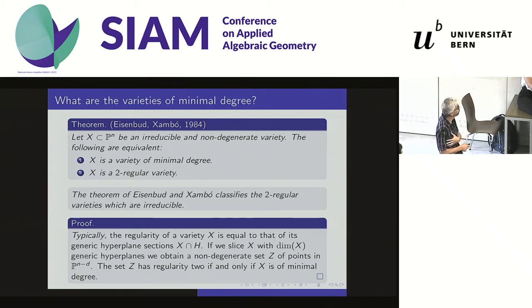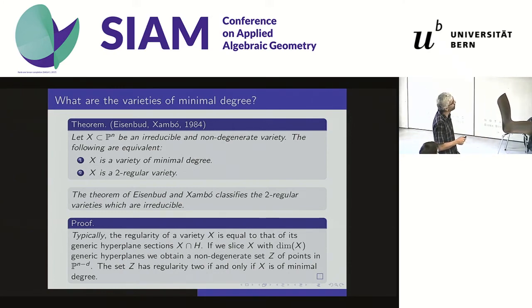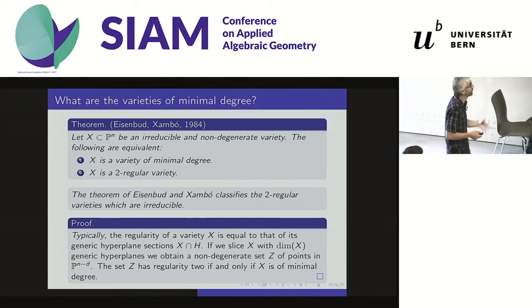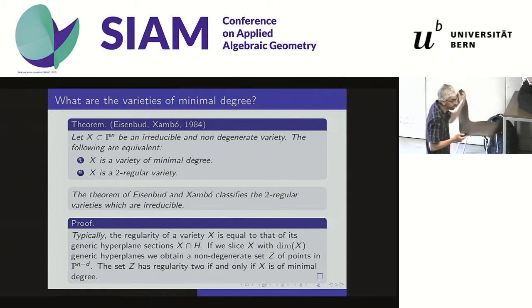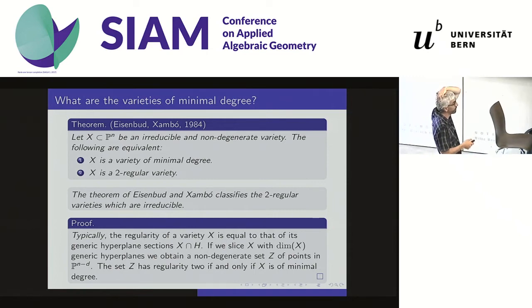Conversely, suppose that X is of minimal degree. This would imply that Z has n-d+1 points, and moreover, we know that it's non-degenerate, and from this it follows that it has to be linearly independent, which for points is the same as having regularity 2. So that gives us the other implication. The two are really equivalent. And of course, the only difficulty is that this "typically" is false, and this is where the work of Eisenbud and Goto came in. They showed that these varieties are always arithmetically Cohen-Macaulay, so that this argument can actually be made.